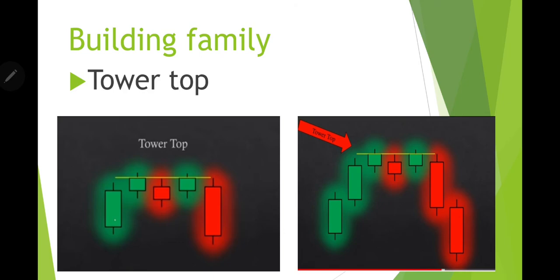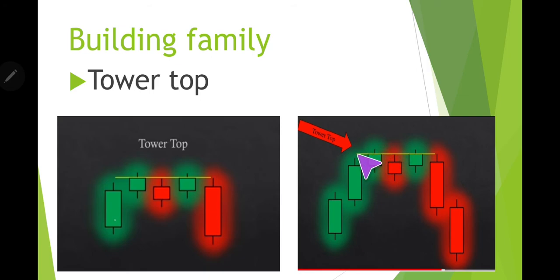Under the building family, we've got the tower top. The tower top will appear on top of an uptrend like this to signal a reversal to the downside. You'll find that after that candle, you'll get one candle which opens with a small gap down, and after that candle, there's another candle which opens with a gap up, but without taking the high of that candle.